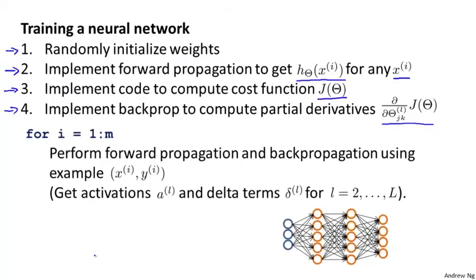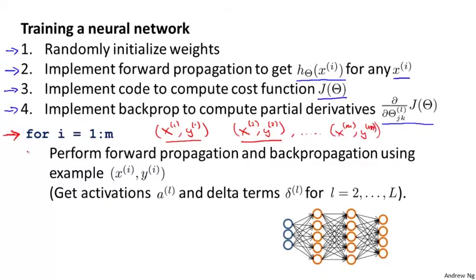Concretely, to implement backprop, usually we will do that with a for loop over the training examples. Some of you may have heard of very advanced vectorization methods where you don't have a for loop over the m training examples, but the first time you're implementing backprop, there should almost certainly be a for loop in your code where you're iterating over the examples x1, y1. So you do forward prop and backprop on the first example, and then in the second iteration of the for loop, you do forward propagation and backpropagation on the second example, and so on until you get through the final example. So there should be a for loop in your implementation of backprop, at least the first time you're implementing it.